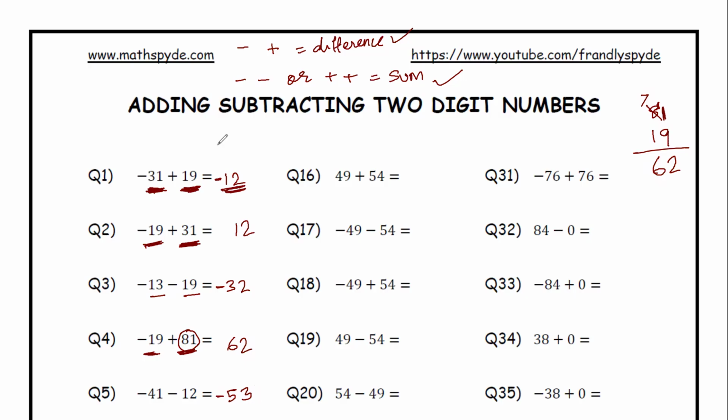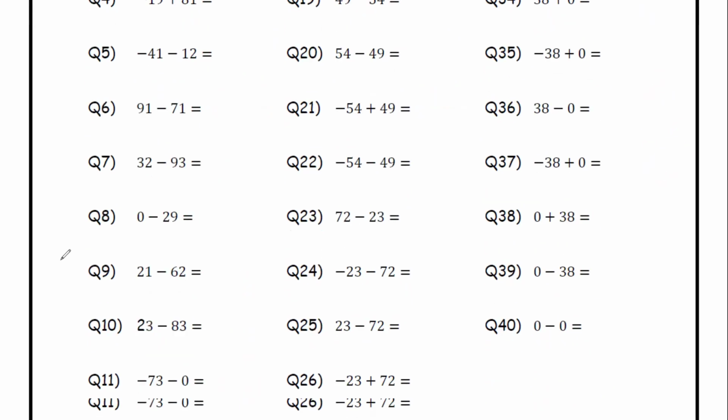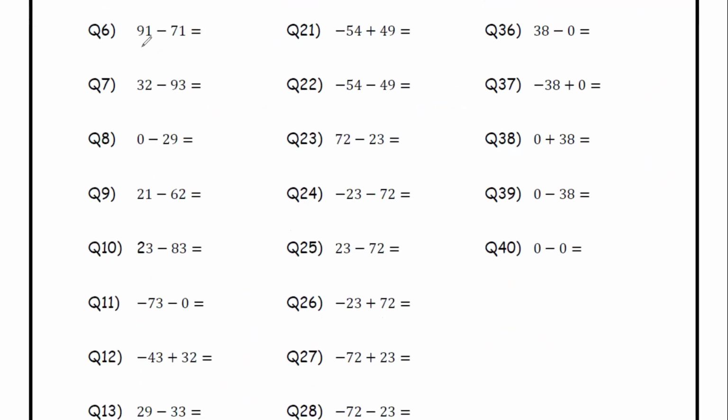Question 6 to 10. Between 91 and 71, we'll take the difference, and the difference is 20, and we'll go for the sign of the bigger number, so it's positive 20.